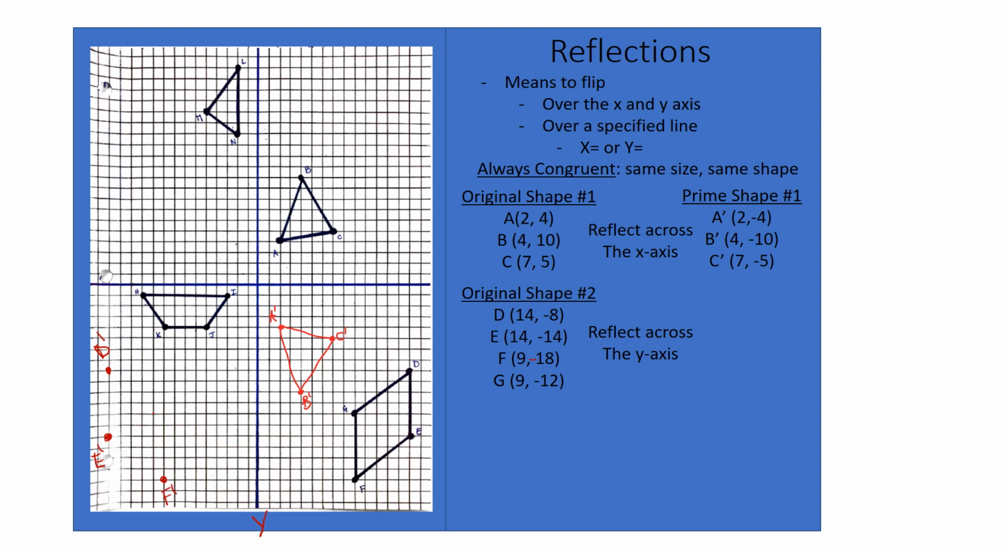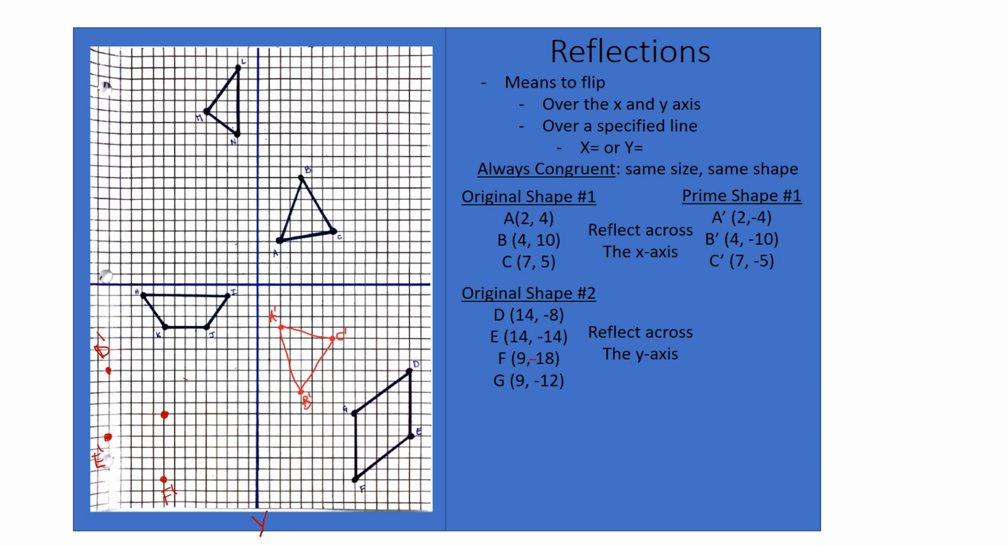The last point, point G, put your pencil on G. We count to the y-axis. 1, 2, 3, 4, 5, 6, 7, 8, 9, 10. Once we get to the y-axis, we can go ahead and count 9 more.